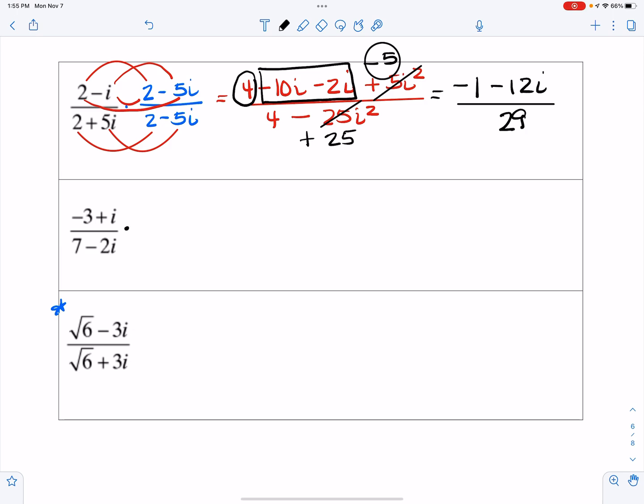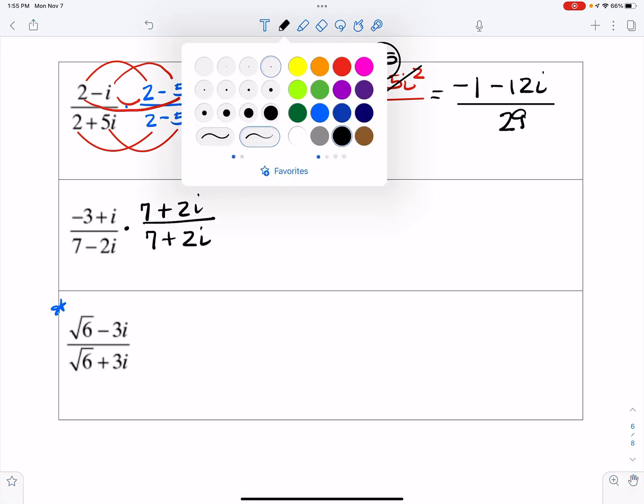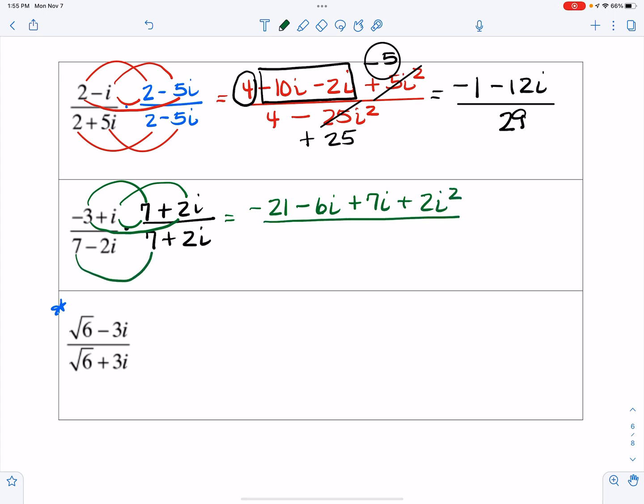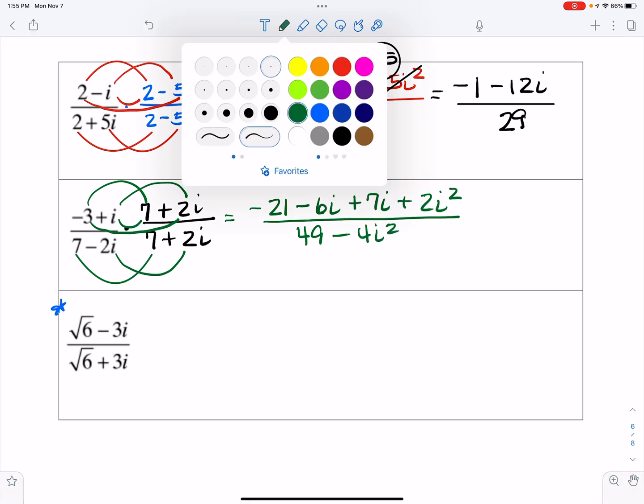Okay, all right, so now we're going to do 7 plus 2i. And we're going to FOIL. Negative 3 times 7 is negative 21. Negative 3 times 2i is negative 6i. i times 7, 7i. And i times 2i is positive 2i squared. All over first 49, last negative 4i squared.